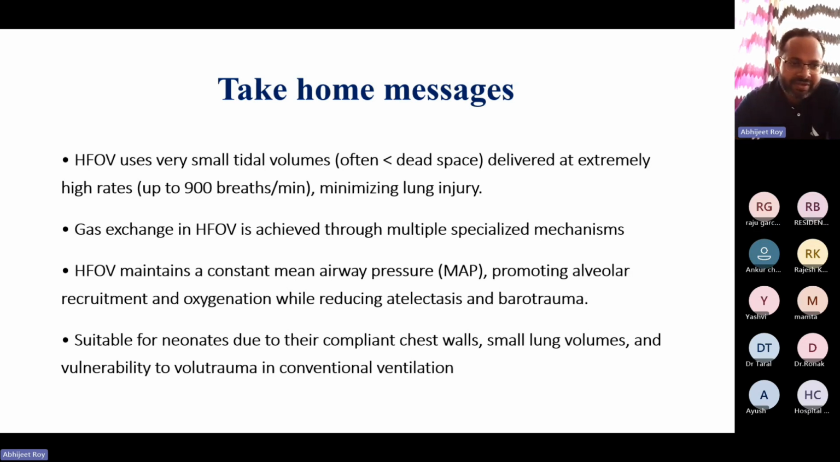Then, high frequency oscillation ventilation maintains a constant mean airway pressure, therefore promoting alveolar recruitment, which is also known as the open lung strategy, preventing atelectrauma and also barotrauma and volutrauma, and providing better oxygenation and gas exchange. There is oxygenation and ventilation decoupling. It is particularly useful for babies as they have a compliant chest wall and small lung volumes, and they are also vulnerable to volume trauma with conventional ventilation.